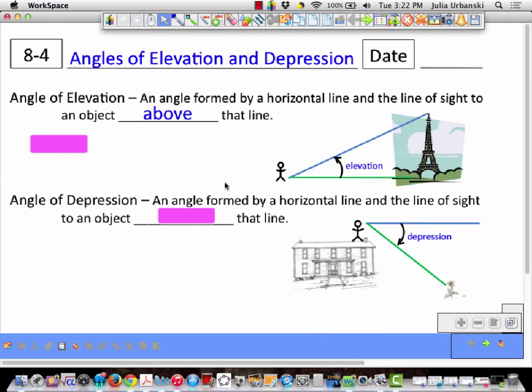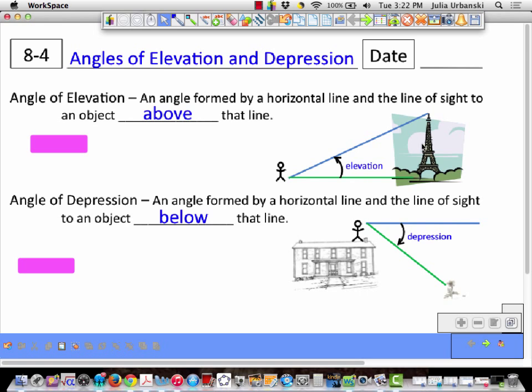Elevation is looking upwards. So copy that in. An angle of depression is an angle formed by the horizontal line and the line of sight to an object below that line. So angle of depression is opening downwards. So you're standing on top of a house and you're looking down at something on the ground. Here for elevation, you're standing on the ground and you're looking up to the top of the Eiffel Tower.